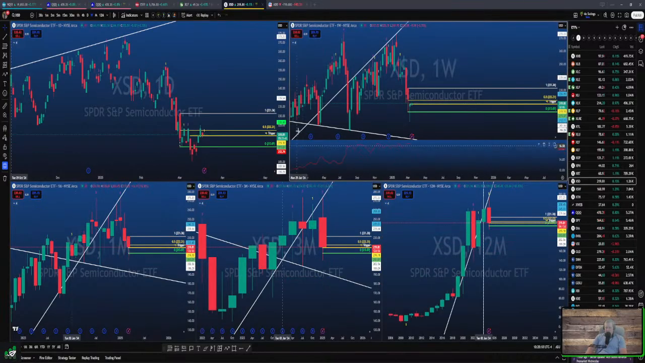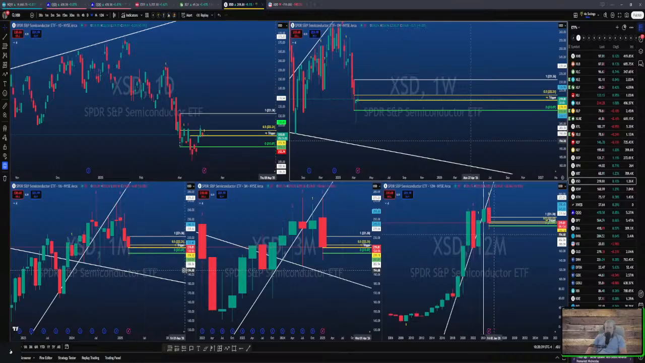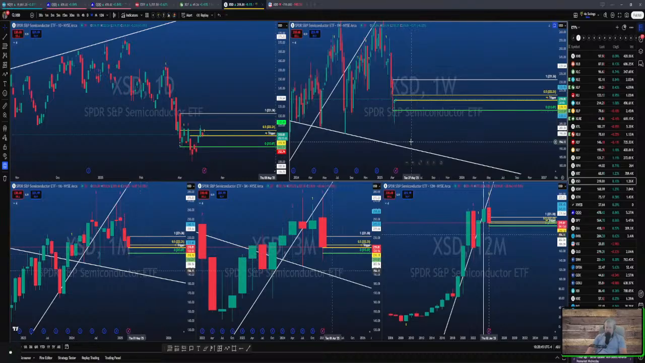Let me get rid of this here. Semiconductors. Is that how I got into this? Oh, yes, it is. XSD. So semiconductors, hammer, 2 down, 2 up. Month. This is where I said that the chart has to look really good. Month, 3 month, and year are all red. So, Stratters, we would rather be taking things short.